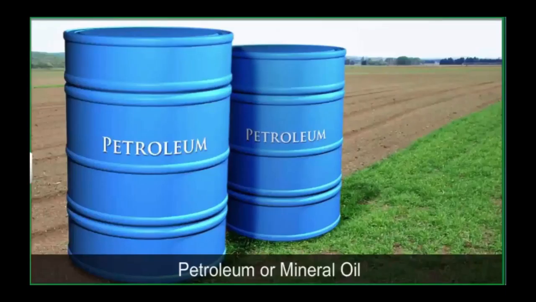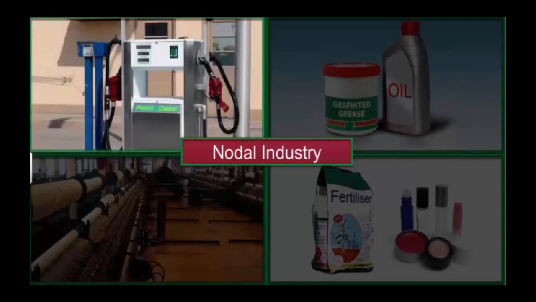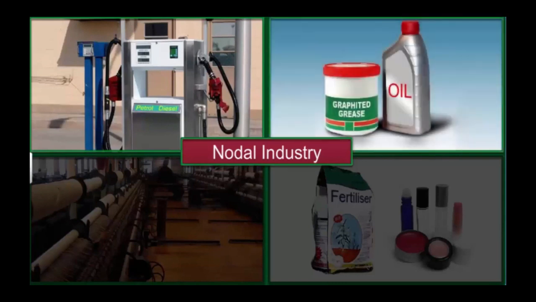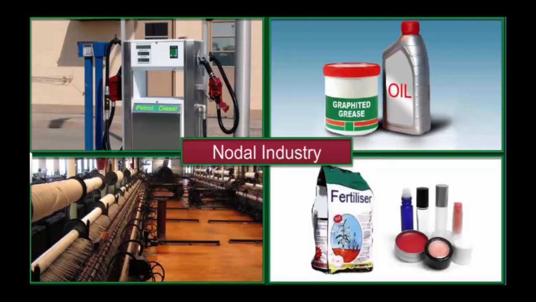After coal, petroleum is the most important fuel mineral found in India. Besides providing fuels like petrol and diesel and industrial lubricants, petroleum also provides raw material for a number of industries, including textiles, fertilizers and cosmetics. The different variety of products that spawn from petroleum makes petroleum refineries a nodal industry.